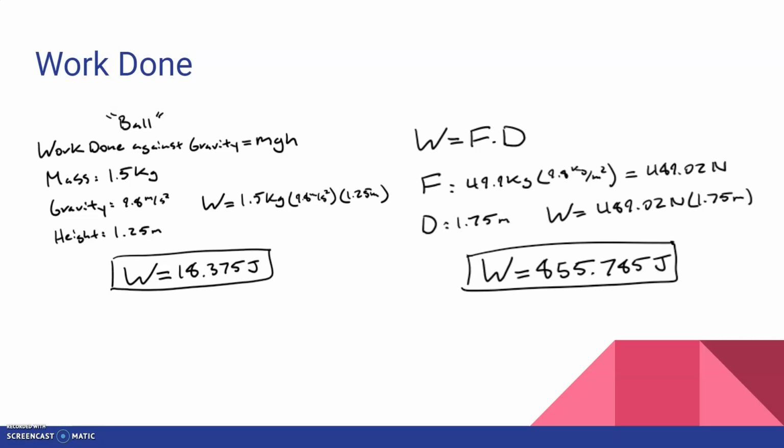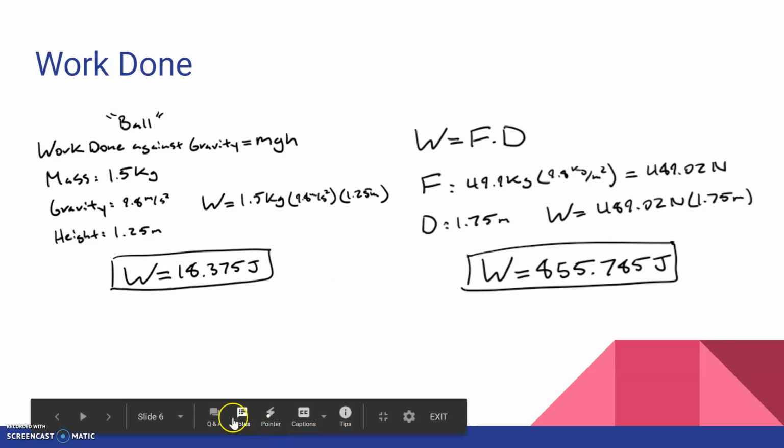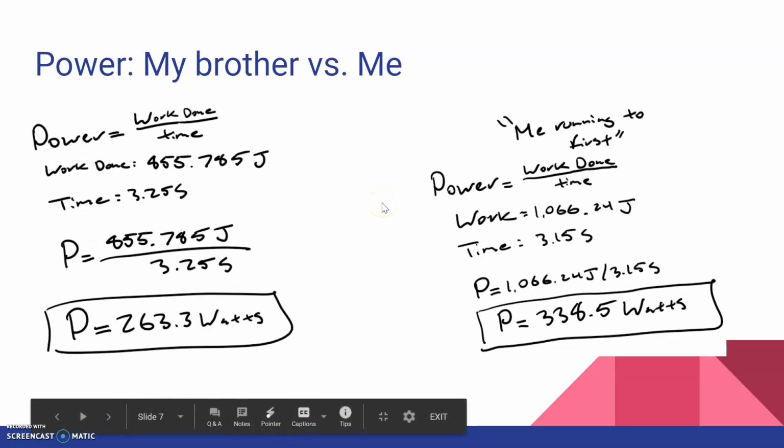All right, now finally moving on to this last one, we have how much work my brother does when running to first base with the ball. His mass right now is 49.9 kilograms. Multiply that by gravity, and we get a force of 489.02 newtons. The distance he runs to first base is 1.75 meters. We multiply those together and we get 855.785 joules.